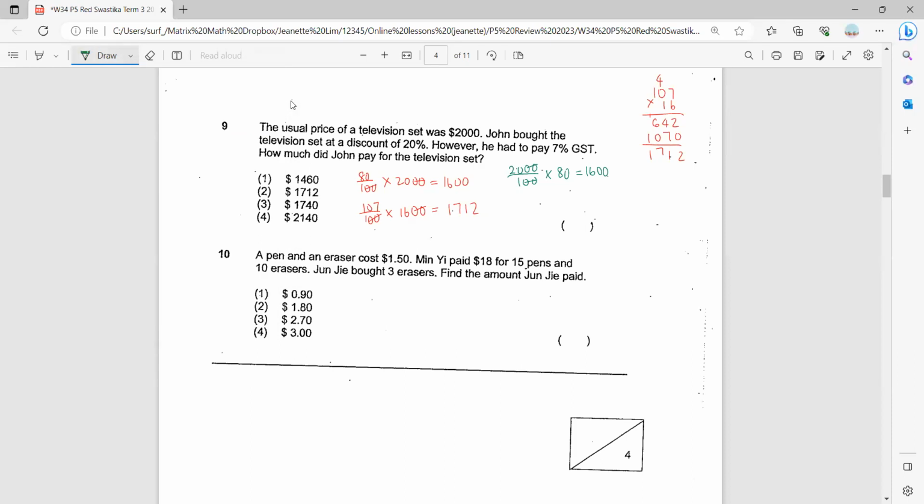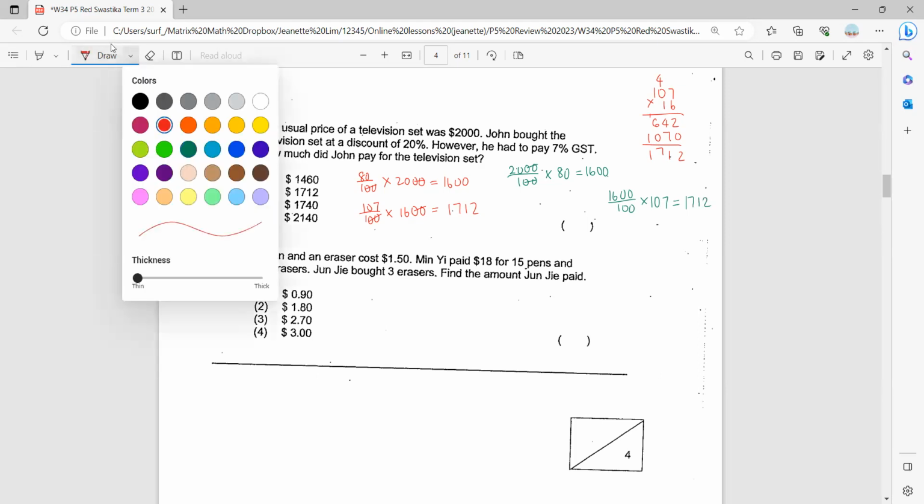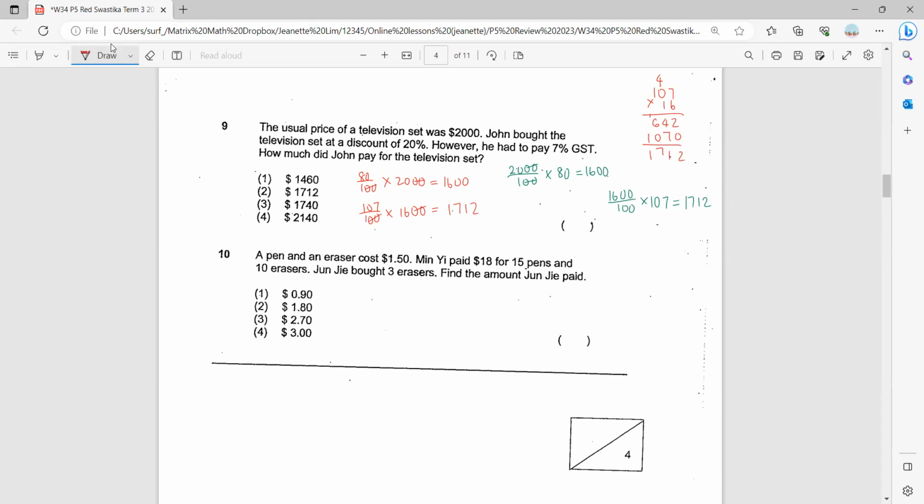Alternatively, the other way is that 1,600 is 100% in the GST layer. So 1600 divided by 100, then times 107, which will also give us 1712. So you choose the method that you prefer. It's actually the same thing, just a different approach.